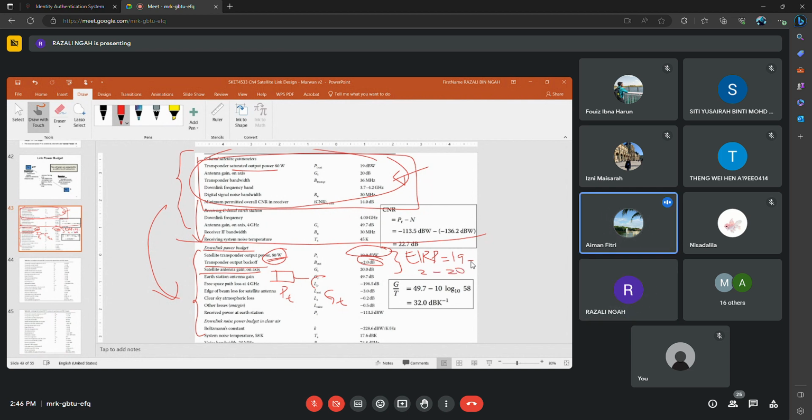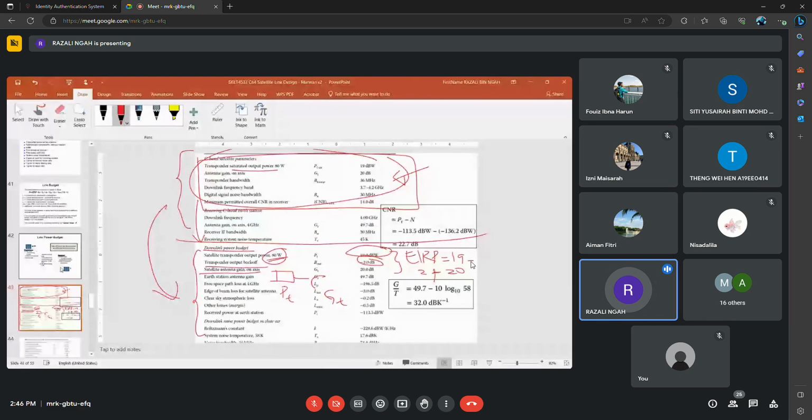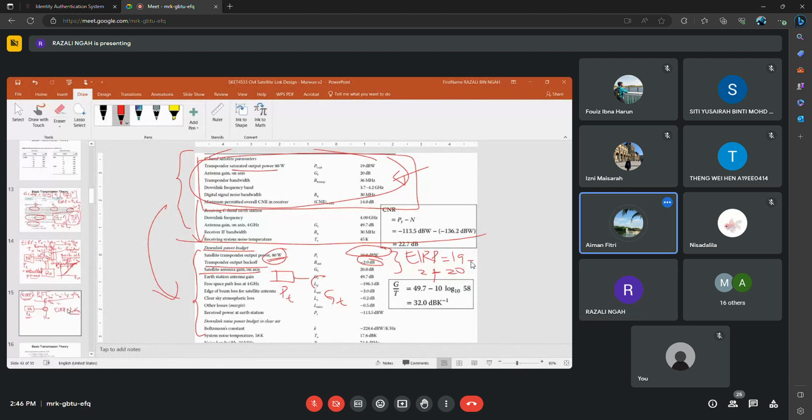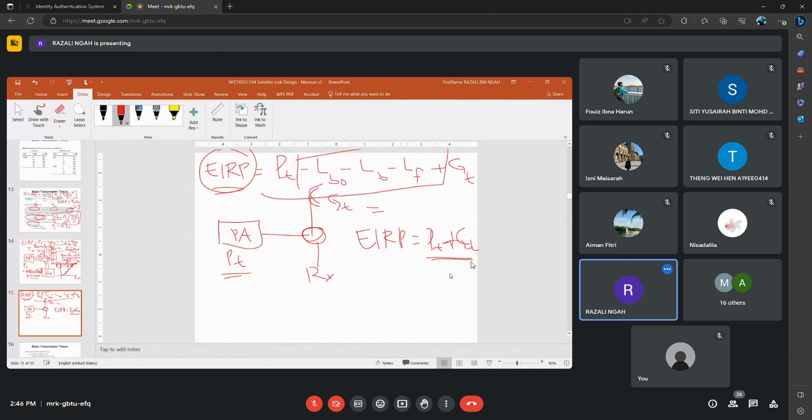Why minus 20? The gain on axis. Why minus? It's supposed to be plus. Oh, okay. Plus. The minus is if we have a loss. GT is not a loss. So the original is PT plus GT. If you are given the loss between the power amplifier and the antenna, then you have to subtract it. PT and GT must be positive.